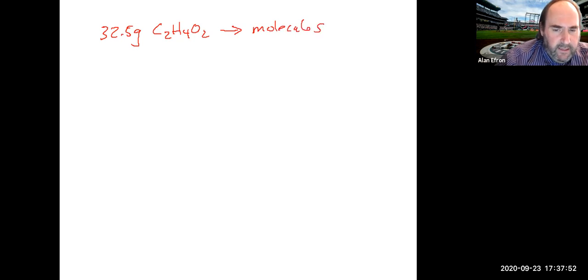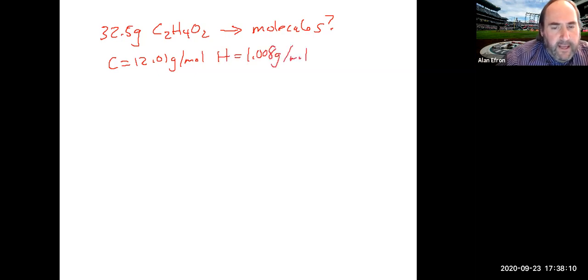Let's say we have 32.5 grams of C2H4O2, and we want to know how many molecules that would be. So why don't you take a minute or two here and come up with that. In case you don't have a periodic table near you, carbon is 12.01 grams per mole. Hydrogen is 1.008 grams per mole, and oxygen is 16 grams per mole.